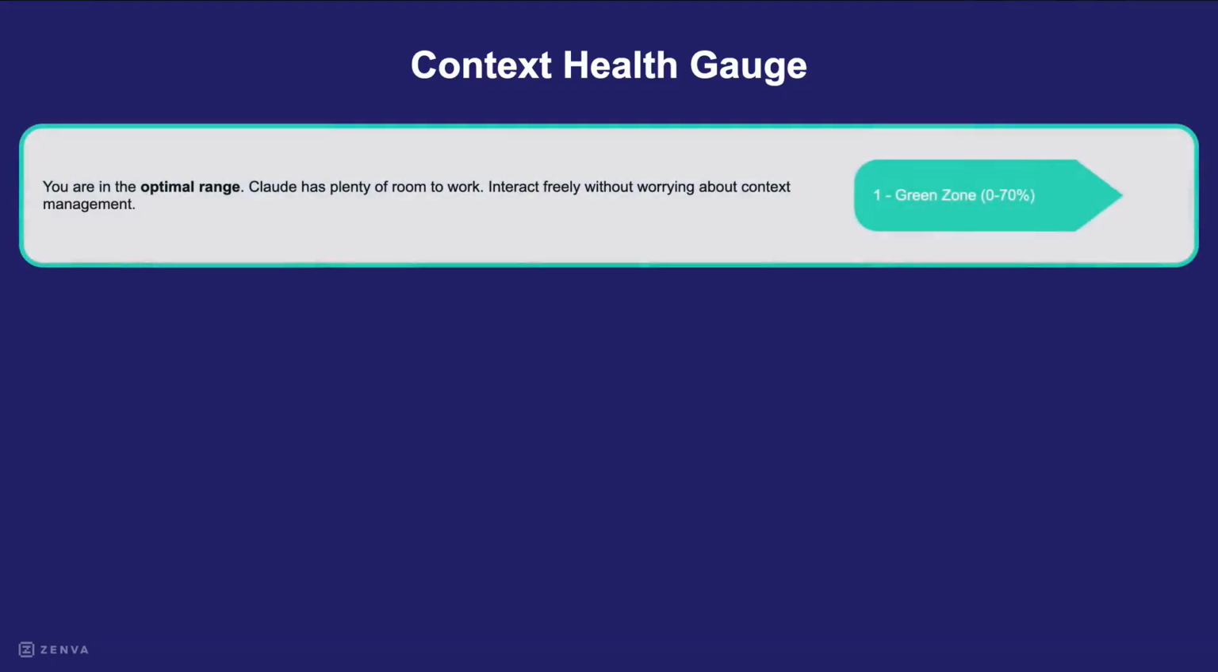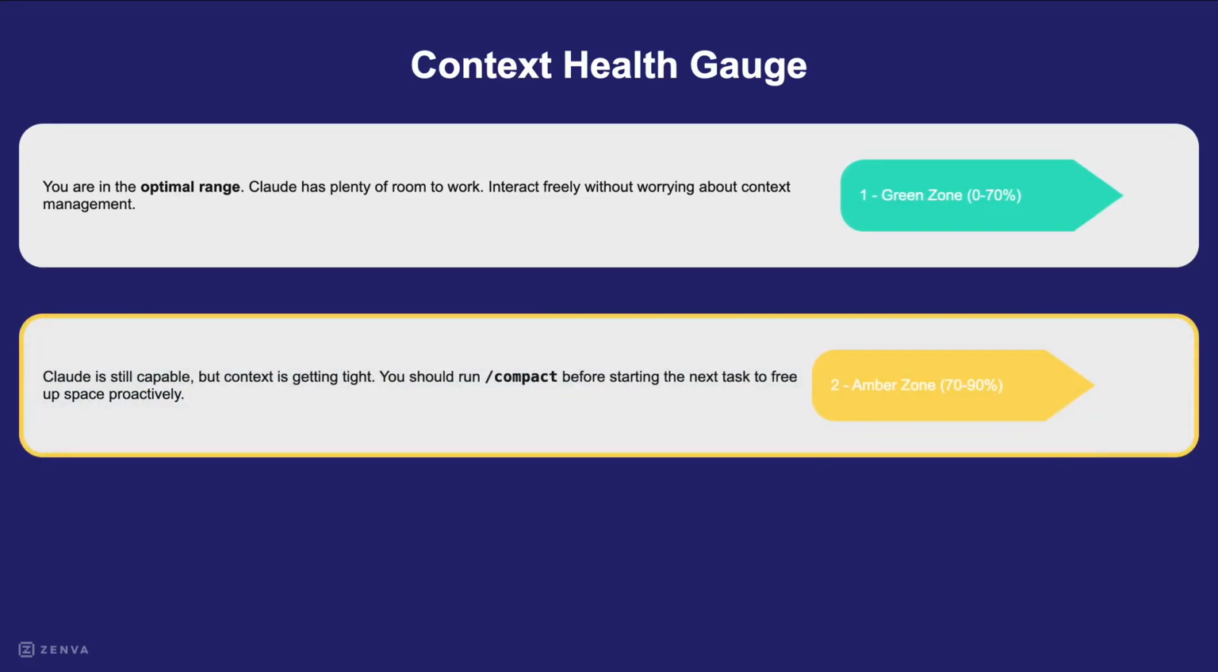Let's see what each zone means. First, the green zone, 0 to 70% usage, is best. Claude has room to work, so you can interact without worrying. This is ideal. Next, the amber zone, 70 to 90%, means Claude can still work, but context is tight.